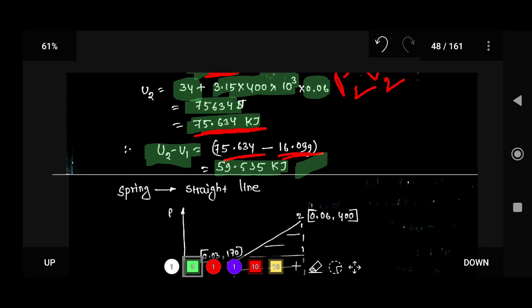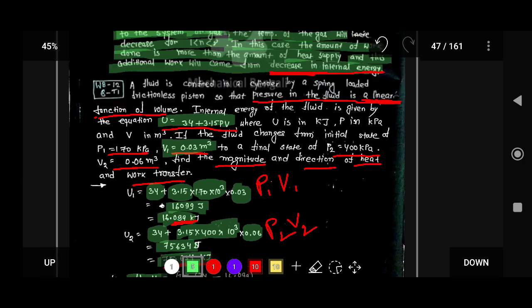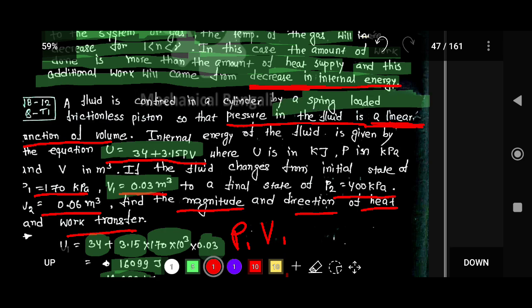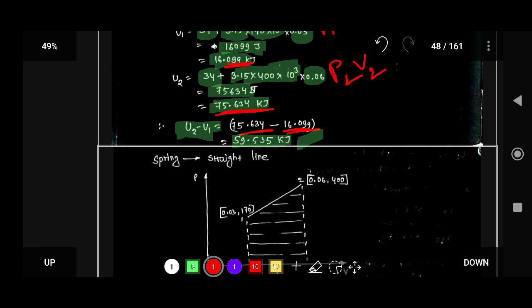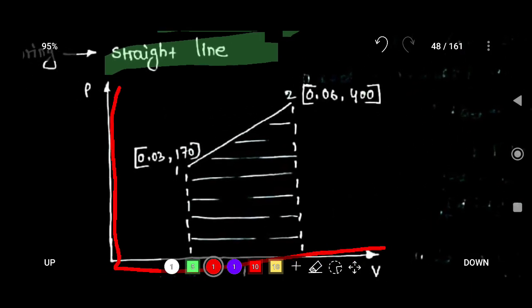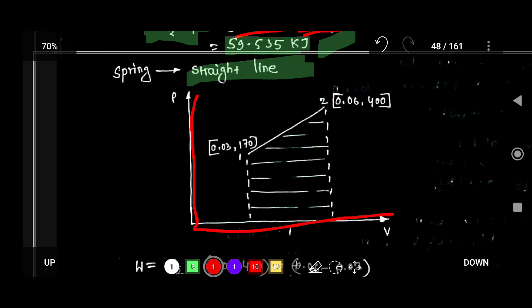Now in the question there is a spring loaded piston. Spring loaded means there is a linear straight line. So if you draw this process on the PV diagram, you get P1 here. This is the initial state, and this is the final state, and this is the straight line because a spring is given.